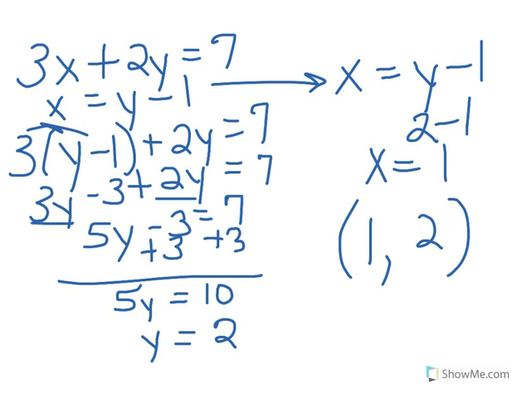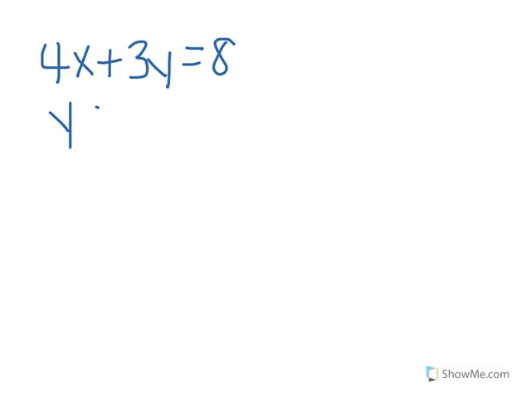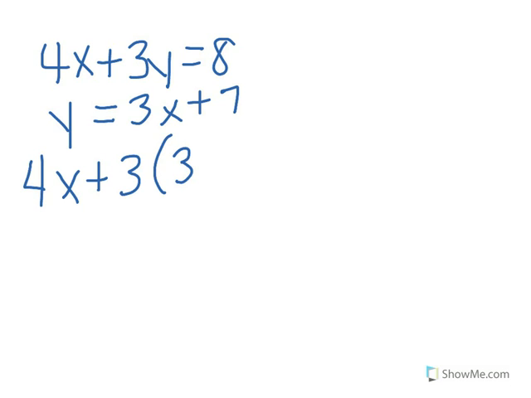Let's look at another example. Let's look at 4x plus 3y equals 8, and y equals 3x plus 7. Again, knowing what y is equal to, we can substitute 3x plus 7 in place of y in my equation. So 4x plus 3 times (3x plus 7), because that is equal to y, equals 8. Go ahead and distribute. We only have x in this equation now, so we can solve for x.